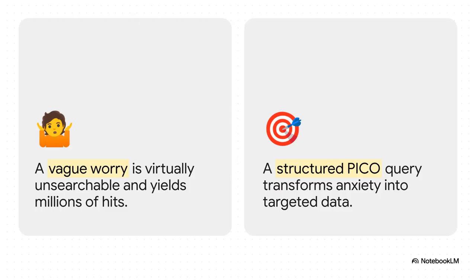And this brilliantly illustrates why that structure is absolutely crucial. A vague clinical worry, like, hey, should I give Arthur this painkiller for his back, is virtually unsearchable. Seriously, you'll just get millions of irrelevant hits. But organizing Arthur's specific symptoms and risks into that strict PICO format completely changes our ability to find actionable data. It takes this generalized anxiety about a patient's health and transforms it into a targeted, systematic query that a database like PubMed can actually understand.